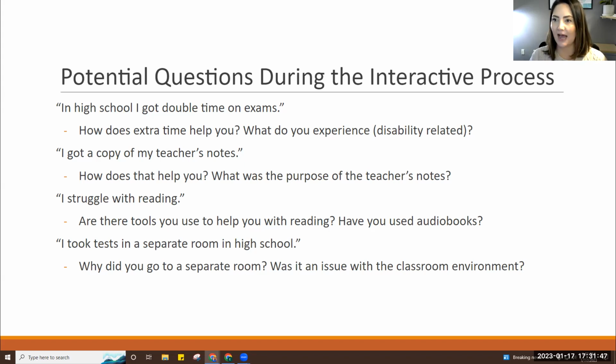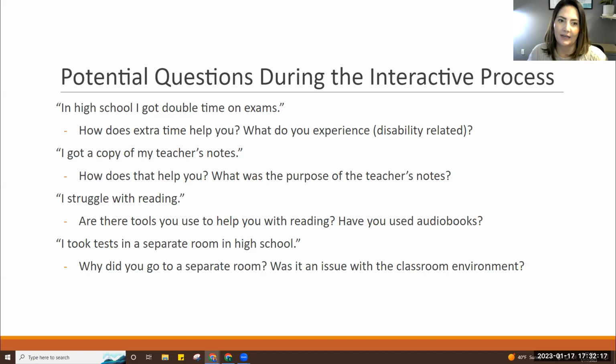So something that we would ask to clarify about why they had double time on tests would be, how does extra time help you? What do you experience disability related? What we're looking for here is students sharing, for example, if they have anxiety, the symptoms that they get during testing. They're telling us what they're experiencing and what those barriers are that they have during that testing session.